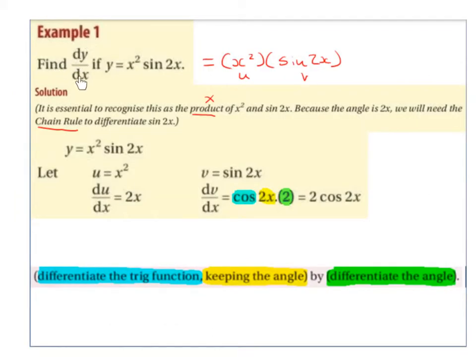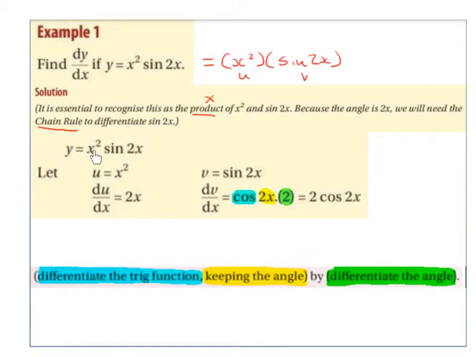Find dy dx if y is equal to x squared sine 2x. So x squared sine 2x can be written as x squared multiplied by sine 2x. So x squared is our u, sine 2x is our v. It is essential to recognize this as the product, which means multiply, of x squared and sine 2x. Because the angle is 2x, we will need the chain rule to differentiate sine 2x.